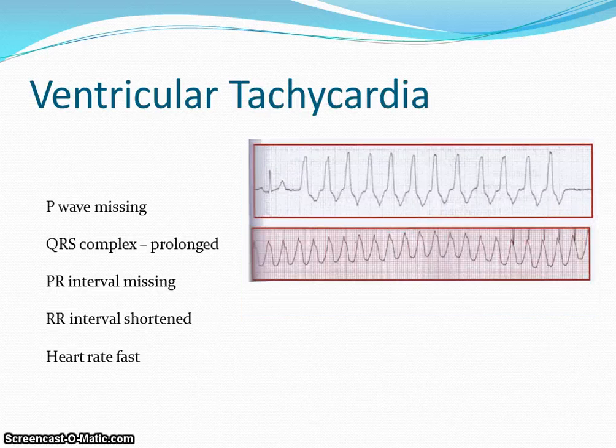Ventricular tachycardia is when the P wave is missing or skipped. The QRS complex has a prolonged duration, PR interval is missing, and the RR interval is shortened. The heart rate is generally faster, and this can be associated with hypoxia, ischemia, and toxicity.